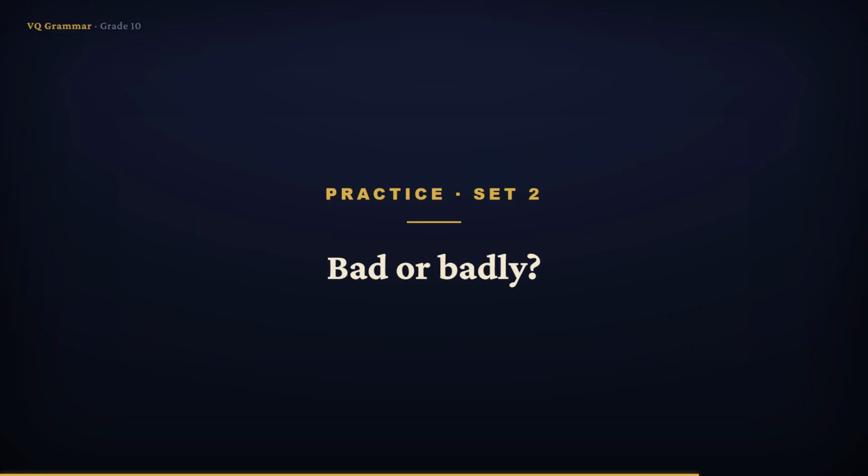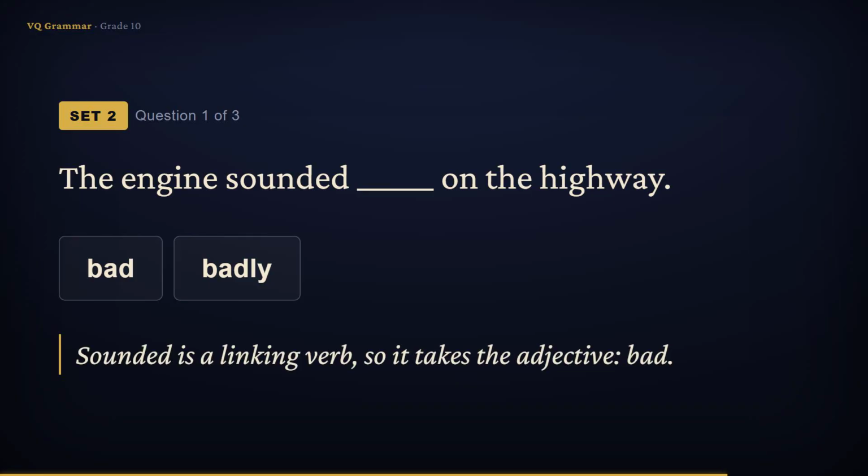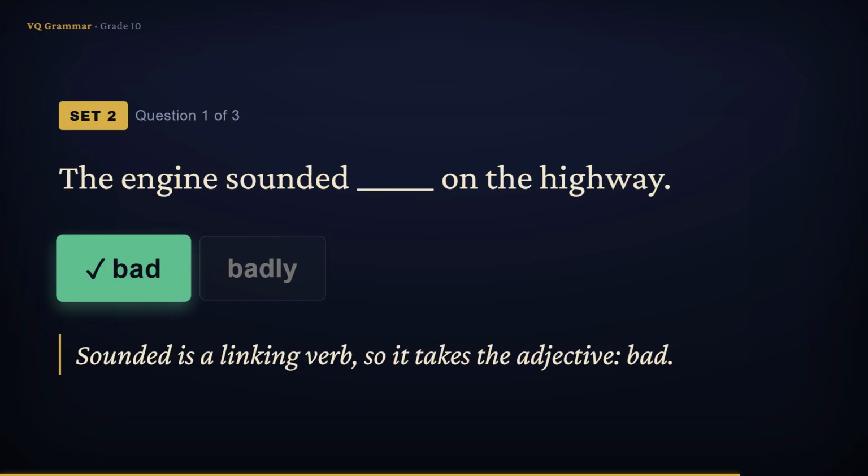Second set, bad or badly. Same method. Find the verb, ask linking or action, then choose. And watch out, because one of these is the famous trap. Pause and decide before I answer. The engine sounded blank on the highway. The verb is sounded, and here it is a linking verb. It links the engine to a word describing the engine. Linking verb, adjective. The engine sounded bad on the highway.